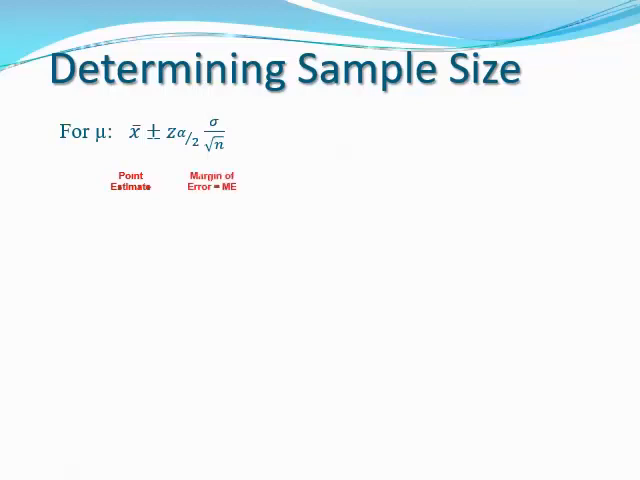And when I come back next, I'll talk about determining the sample size, and we'll take a look at a confidence interval for mu, a confidence interval for P, and some of the things we have to think about, and we'll do some examples.